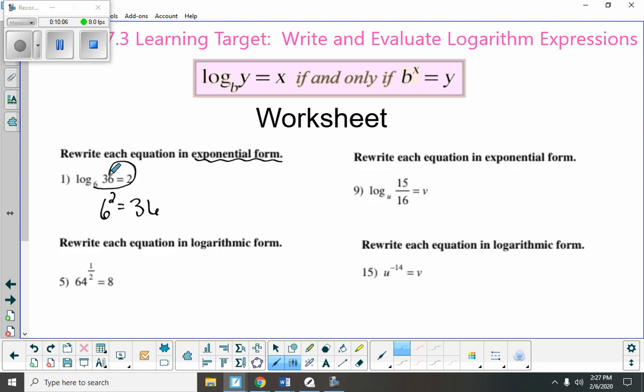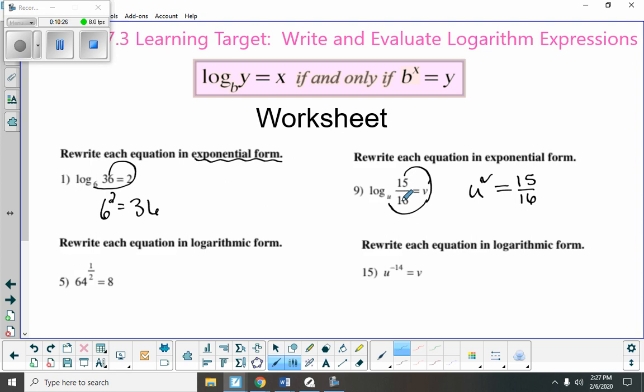Here we'll do another one. So the base here in number 9 is u, and then u to the v power equals 15 over 16. So u to the v equals 15 over 16.